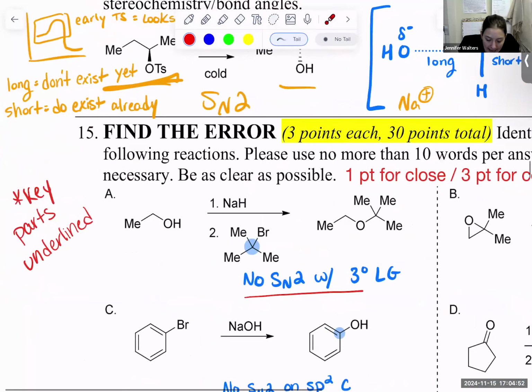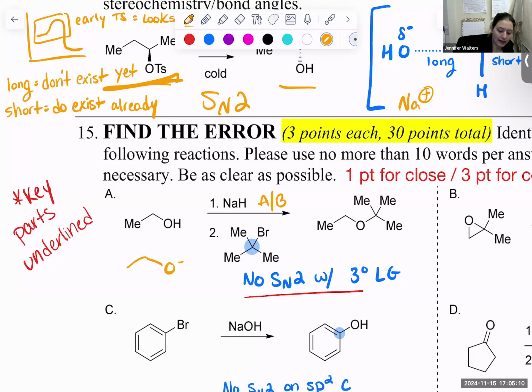So for 15A, what I see is I'm trying to do the Williamson ether synthesis. I'm trying to go from an alcohol to an ether, so I'm trying to do a substitution reaction, an SN2. The first step, sodium hydride, is just a strong base. That's just going to do acid-base and make my O minus.